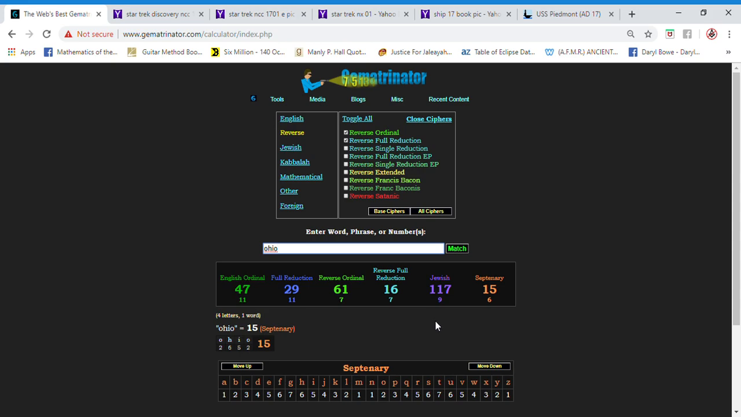So it's a very important number for a lot of reasons, but you'll see that the 17 is present because Ohio, Buckeye, Buckeye's 117 in reverse ordinal.